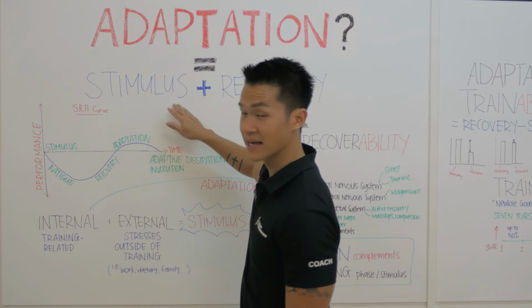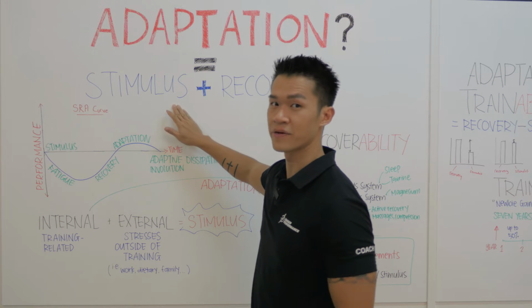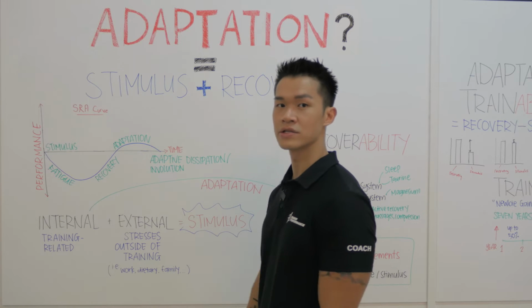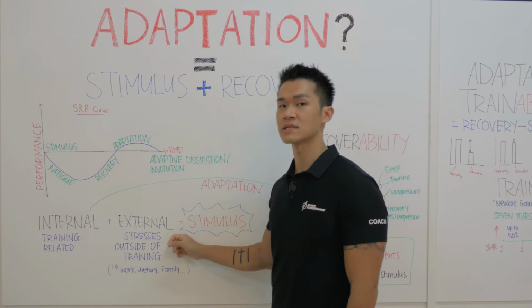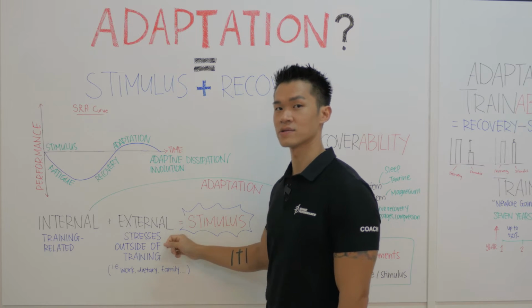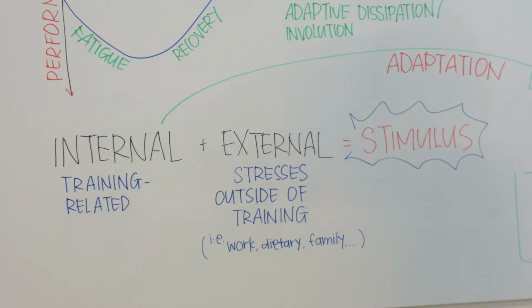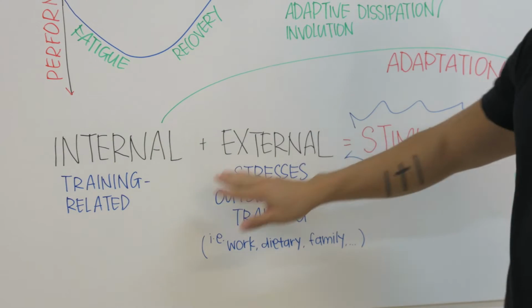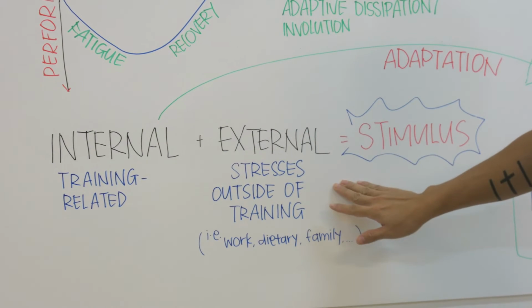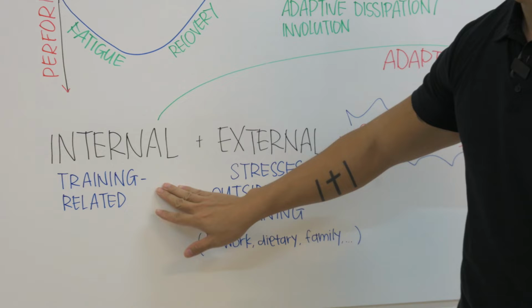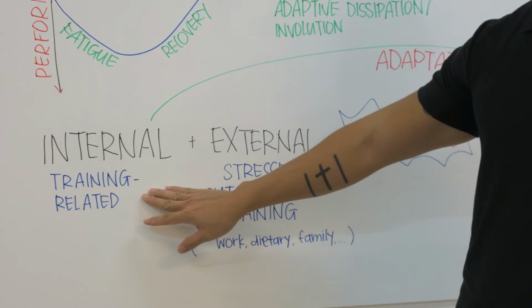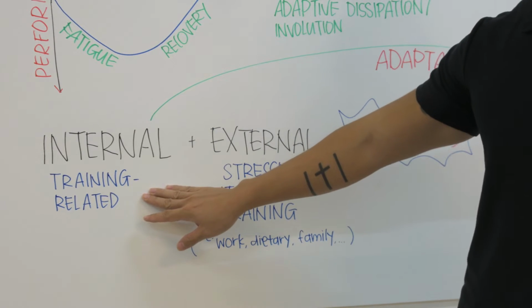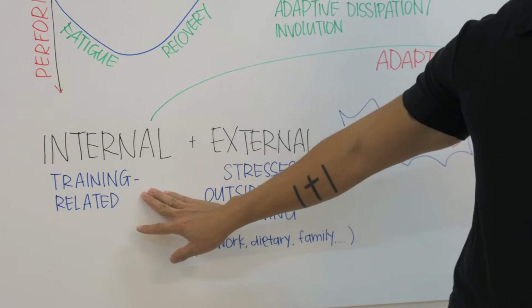So now, what exactly is stimulus? What affects it? You have to understand that it's not just training. It's also the external influences like your daily life stresses and stuff like that. So let me go deep into the details. When it comes to stimulus, there's the internal and the external stimulus. Internal being everything that's training related. Again, it doesn't mean that it's good. Sometimes when you do too much, too soon, it's actually a bad thing.